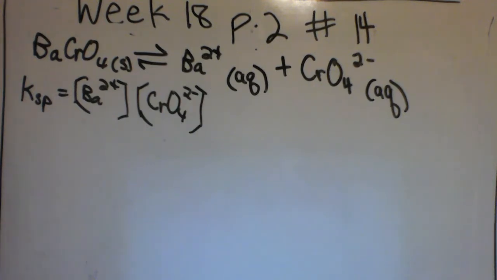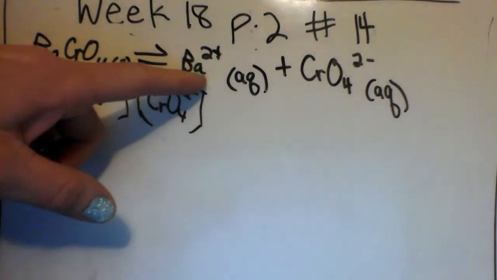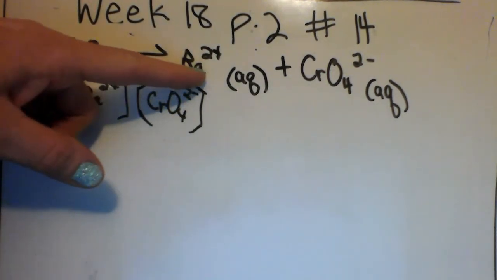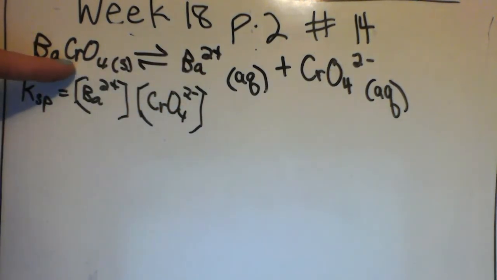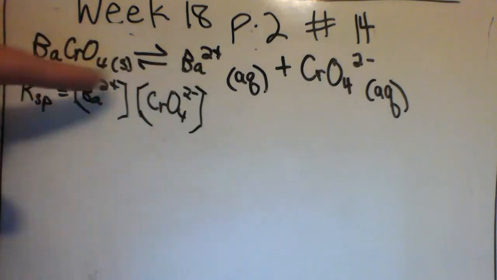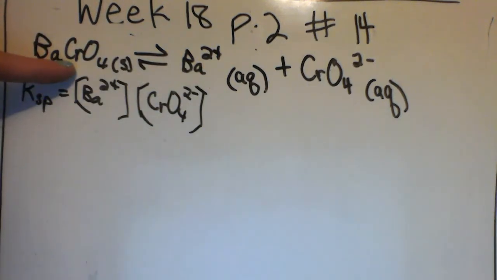Once we figure out the number of moles of one of the ions, that has to be equal to the number of moles of the solid, because for every one ion of barium, it came from one molecule of solid. So if there are 3 moles of barium, there must have been 3 moles of the barium chromate solid.